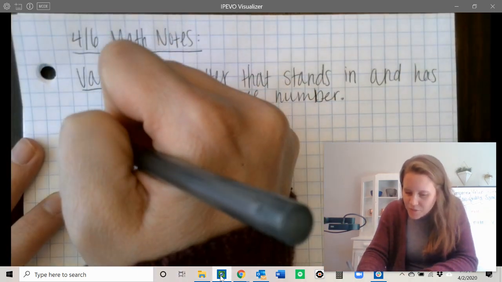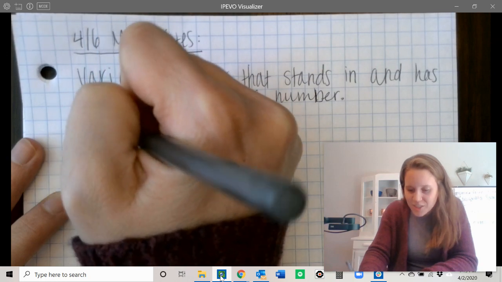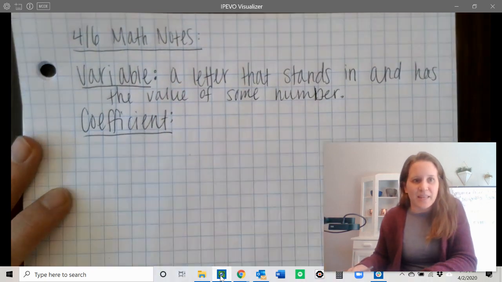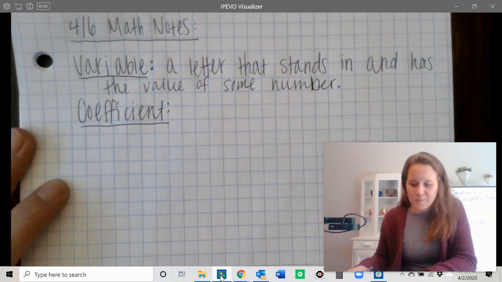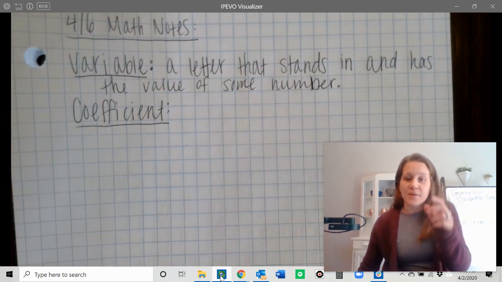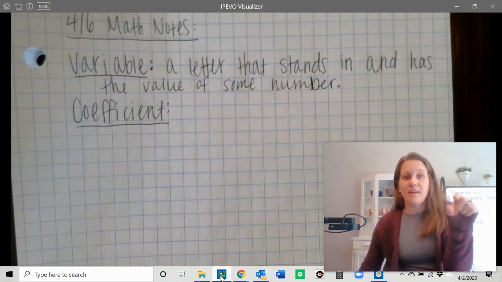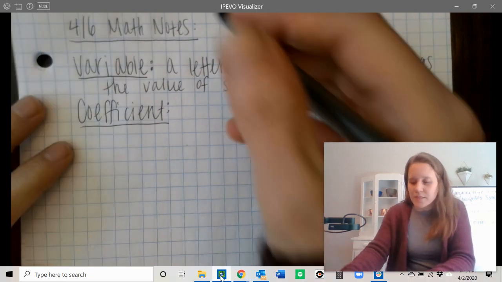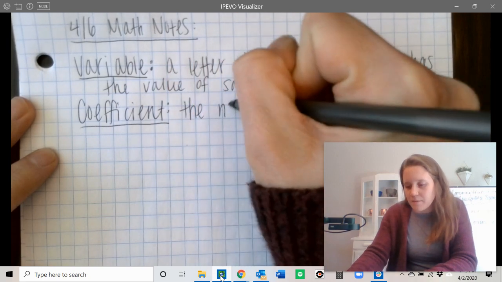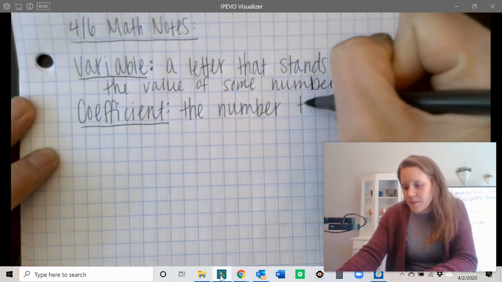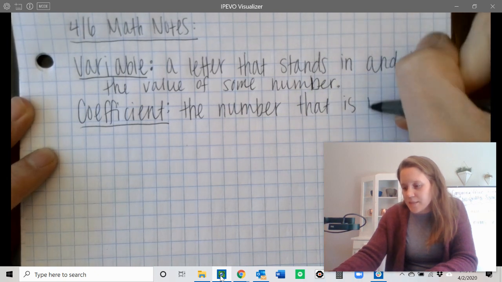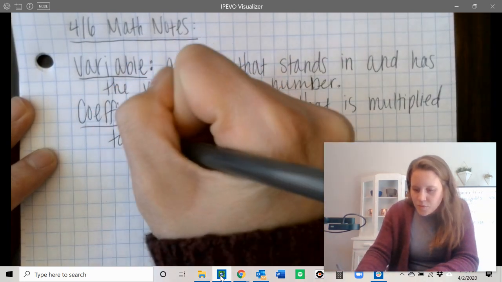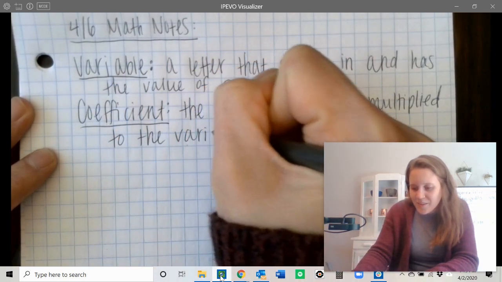Awesome, let's move on. Do you remember the word coefficient? I hope so. Check that spelling. The coefficient is the number that is right next to the variable and that's being multiplied to the variable. So it's part of the variable term. This is the number that is multiplied to the variable.